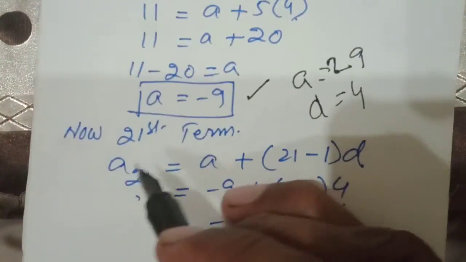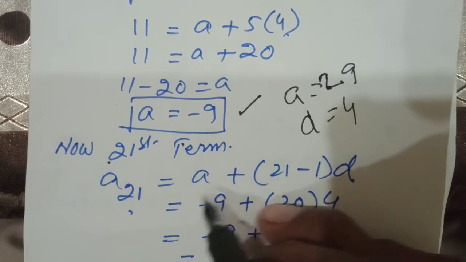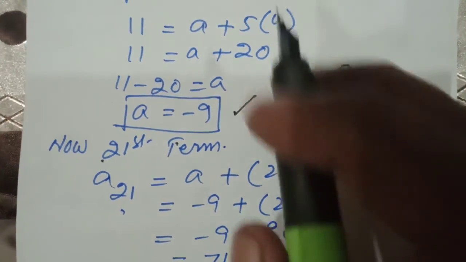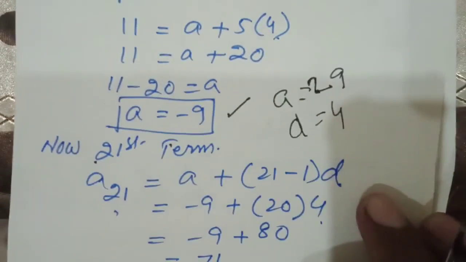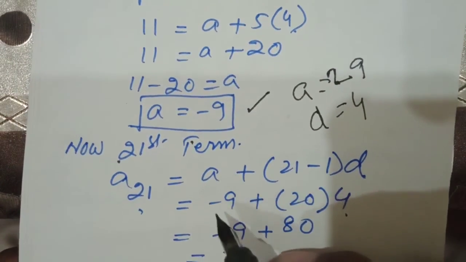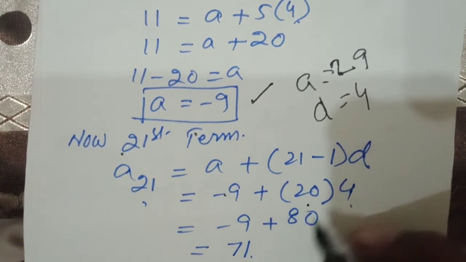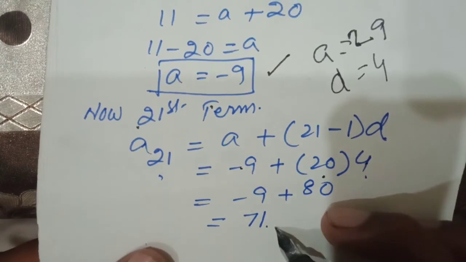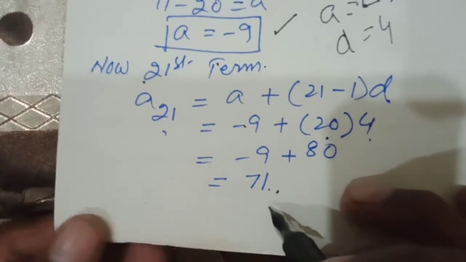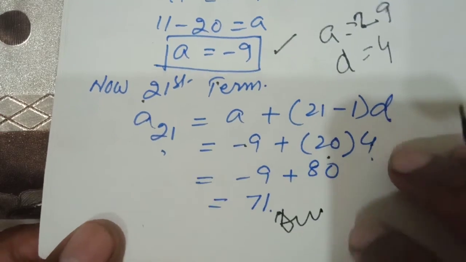Now we want to find the 21st term, A21 = a + (21 minus 1)d, because these are actually the same sequence, so a and d must be applicable to A21. Minus 9 plus 20 multiplied by 4, that is 80 minus 9, gives 71. So this is the 21st term. This is your answer.